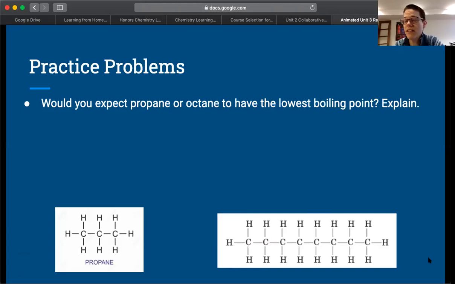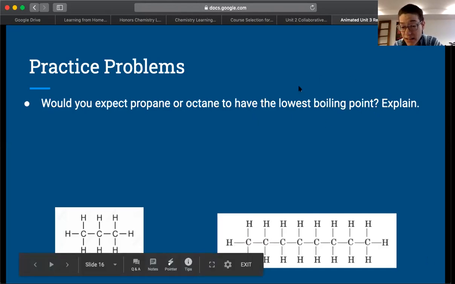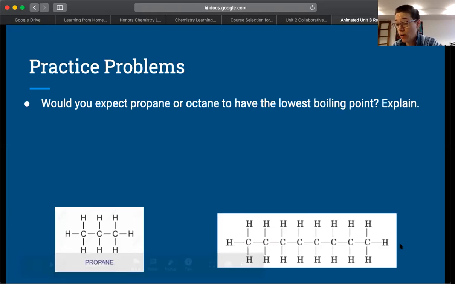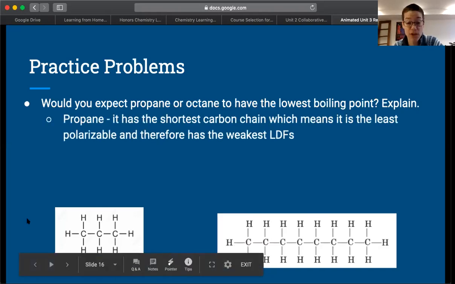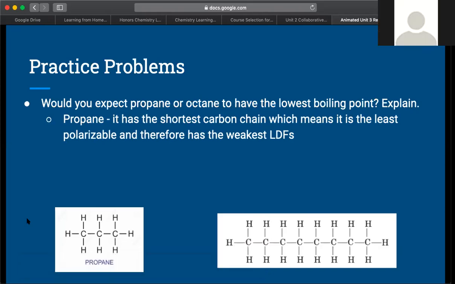So that's always the thing about these types of questions, is you have to think about what specific case they're asking about. What does that mean for forces? So low boiling point means it's super easy to go from a liquid to a gas. If it's easy to go from a liquid to a gas, that means you have weak attractions. So propane is the one with the weak attractions. So it has the weaker London dispersion forces because it has the smallest amount of electrons.